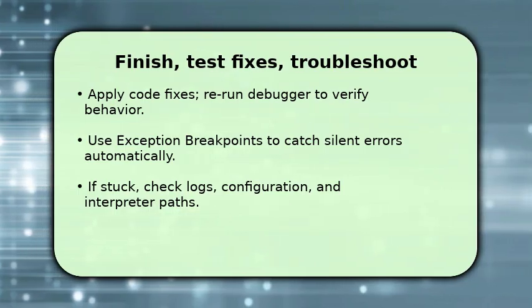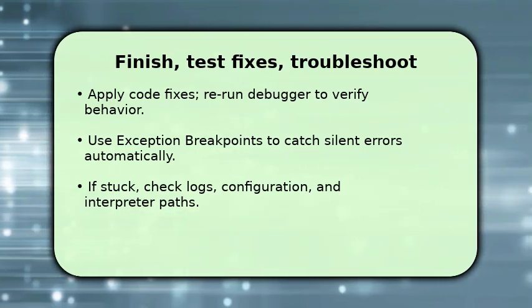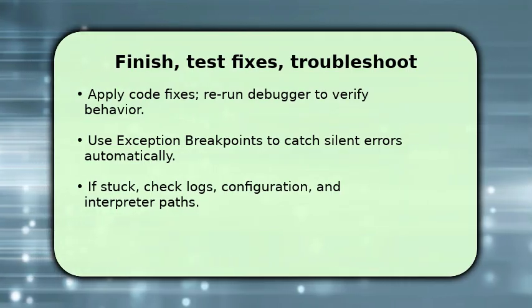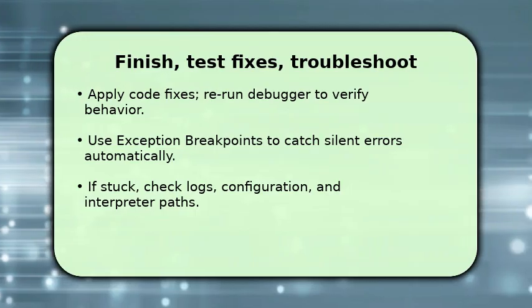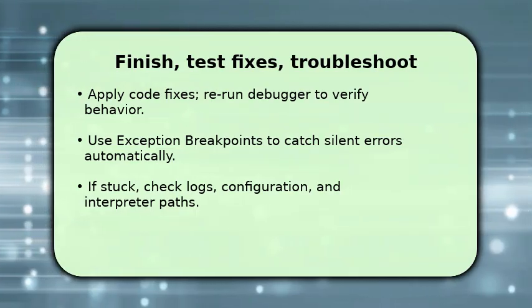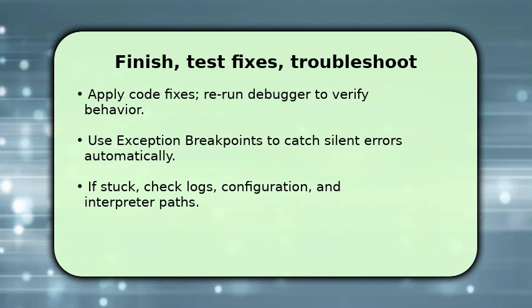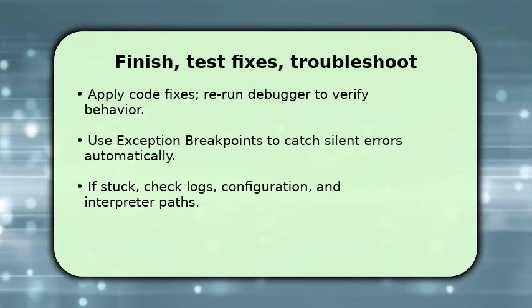If the debugger refuses to stop or variables look wrong, verify your run configuration, interpreter paths, and that code is up to date with the source. One key troubleshooting tip: clear caches and restart Pycharm if behavior is inconsistent. That resolves many mysterious debugger issues.